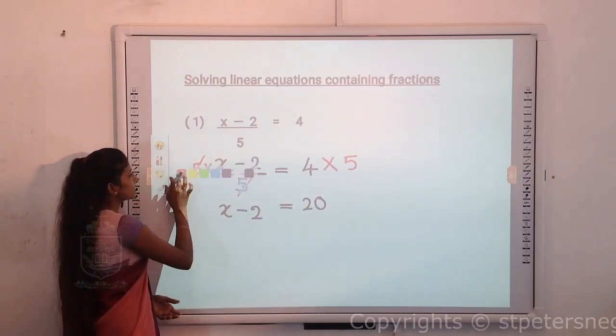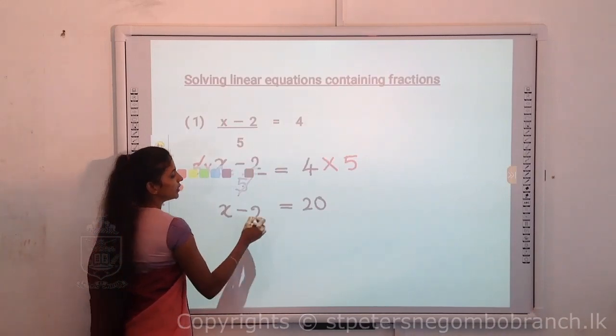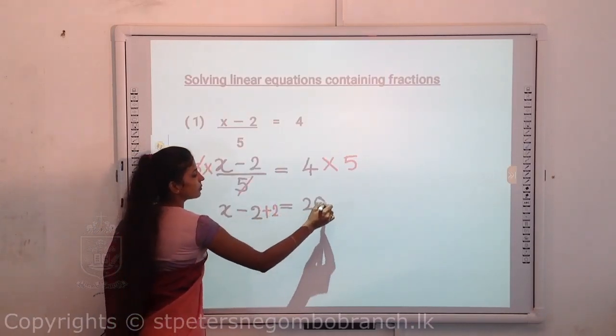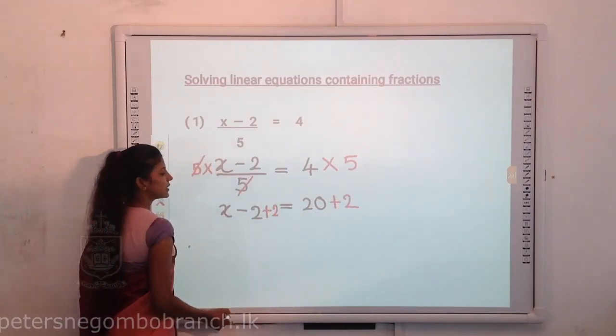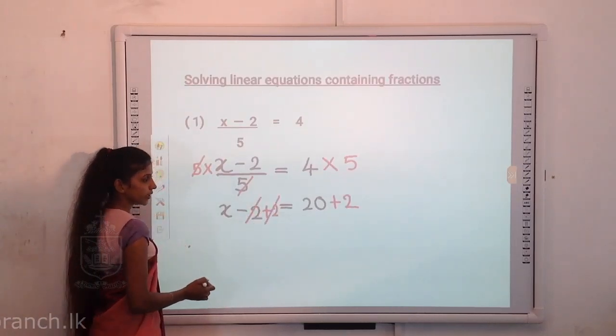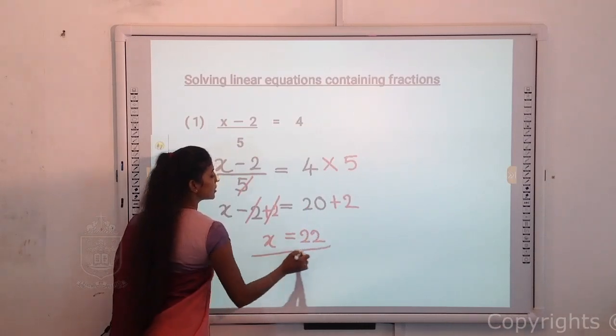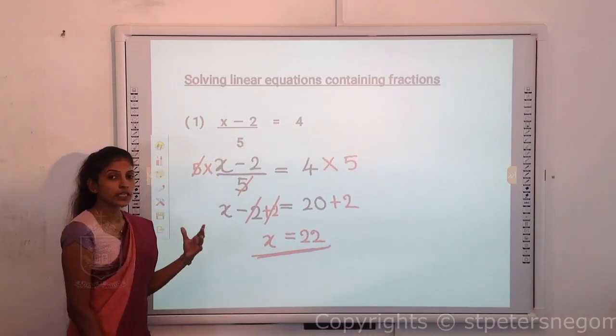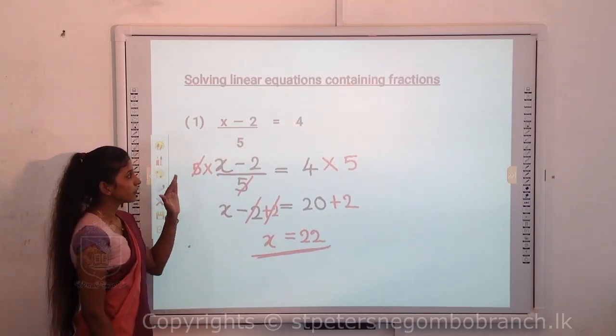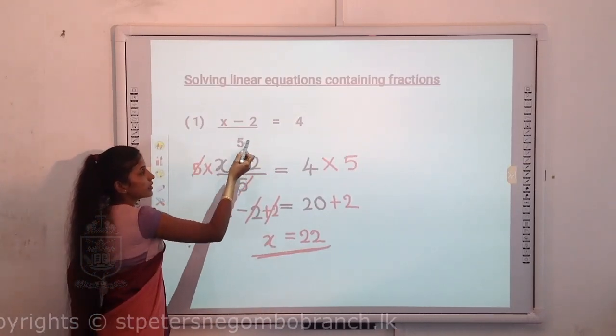Next step is to cancel minus 2. So we know opposite of minus 2 is plus 2. So add 2 for both sides. 2 and 2 will be cancelled. X equals 20 plus 2, answer is 22. It's very simple. So what you have to do is remove this number first.